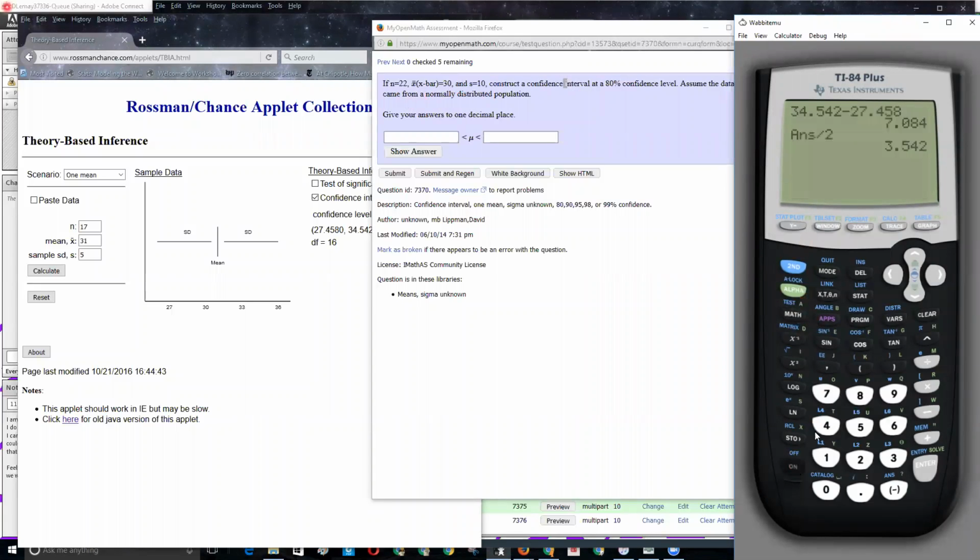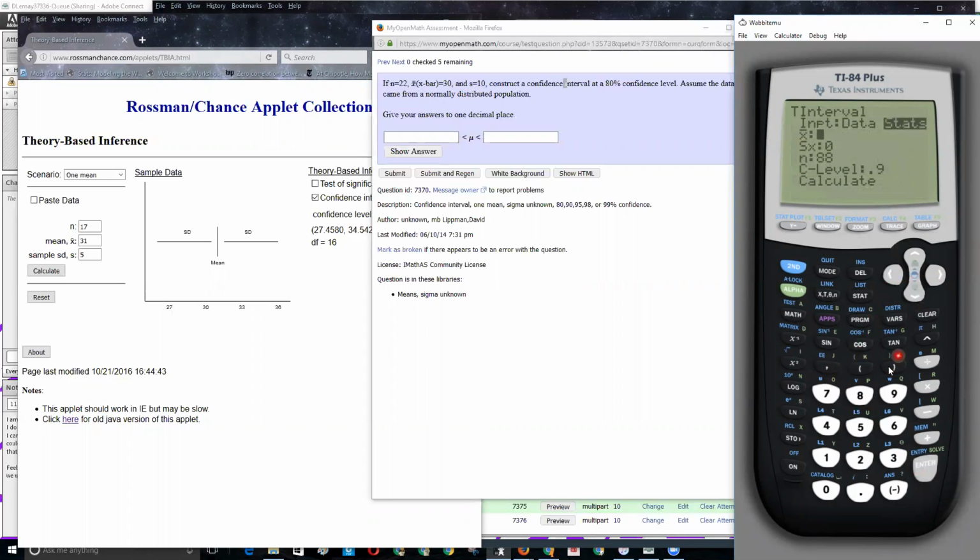I'm going to do Stat, Test. I'm looking for a T interval, a one sample T interval, or just a T interval, not a two sample. That's next week. So a T interval, and we've got statistics, not data. And we know the sample mean was 30. Stat, Test, and I don't remember which one it was. I know what it looks like. T interval, there we go.